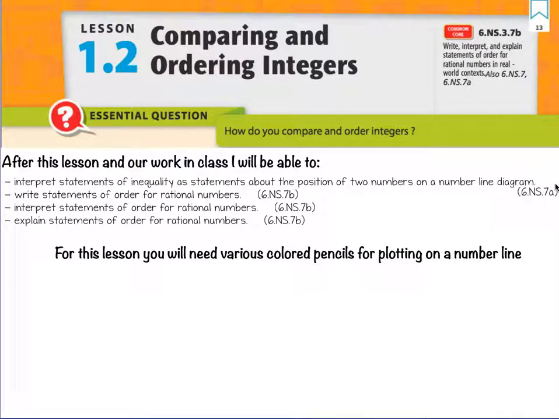Welcome to Lesson 1.2, Comparing and Ordering Integers. Today we're going to talk about interpreting statements of inequality as statements about the position of two numbers on a number line diagram, write statements of order for rational numbers, interpret statements of order, and explain statements of order for rational numbers. So really the big part about today is understanding how to order rational numbers. In this case, we're really going to focus on integers, and how to determine their values in terms of least and greatest.